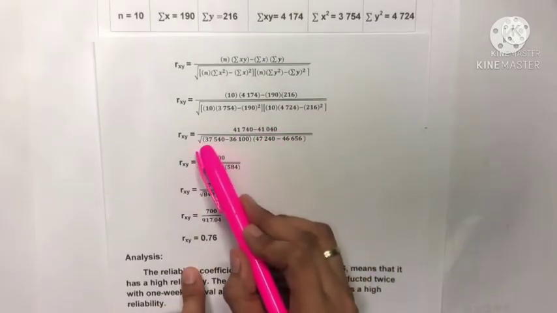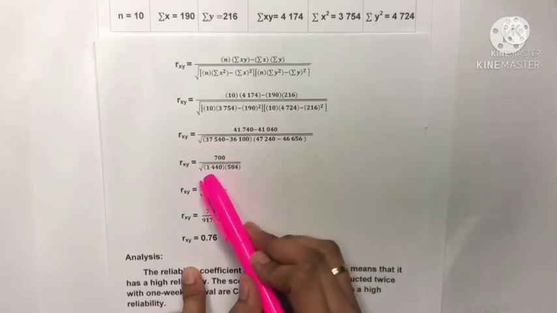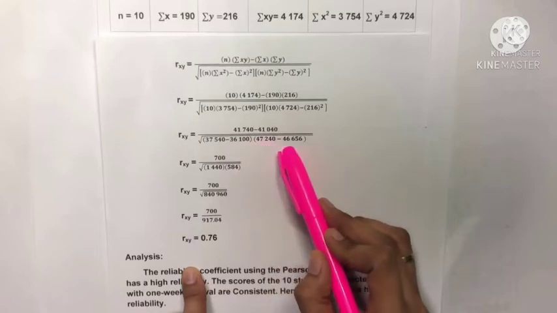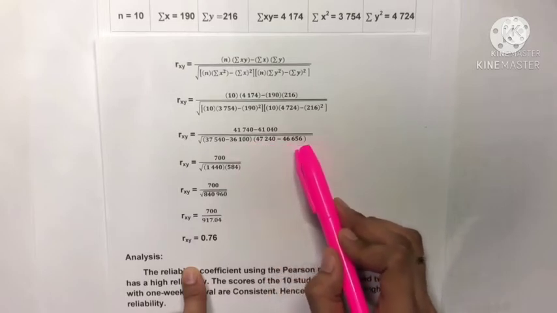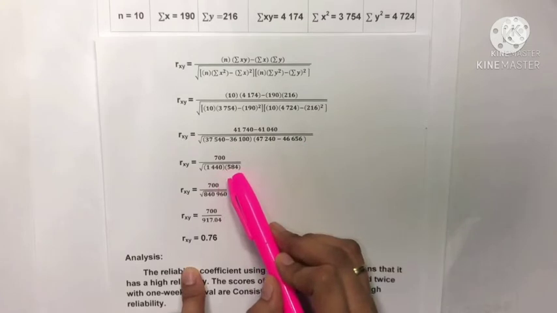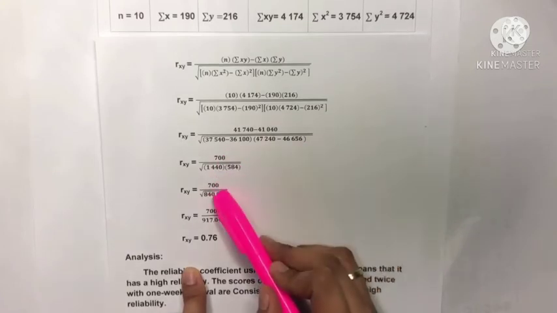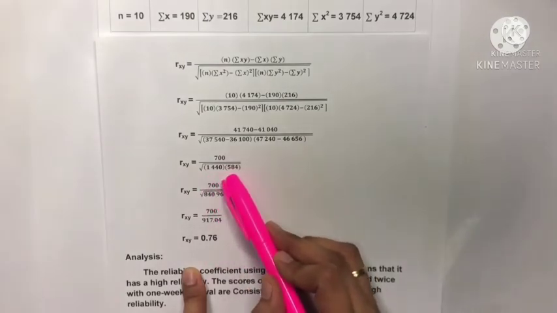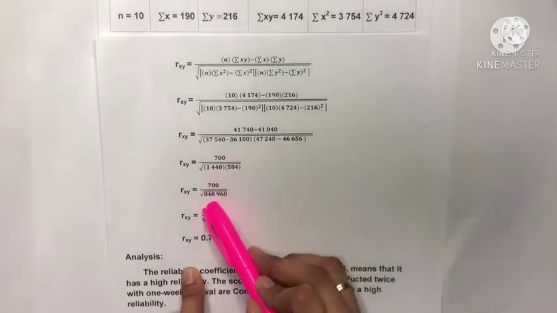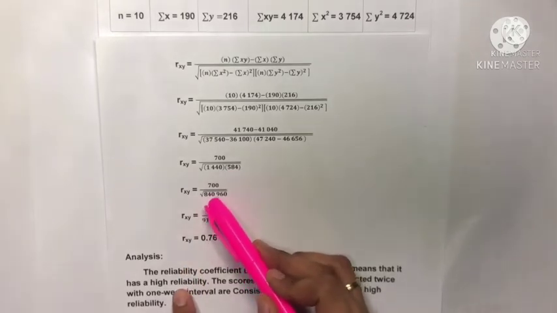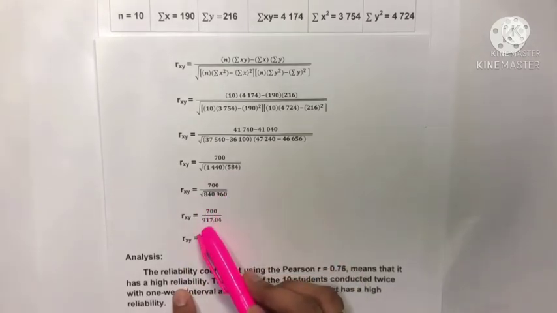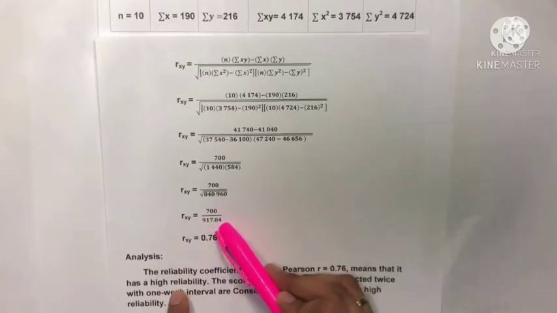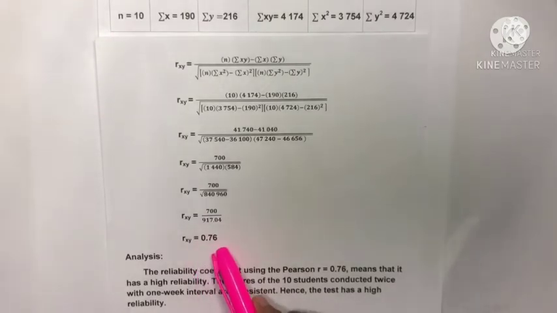Okay, over. So if we will subtract this one, so we have 1,440, and we will subtract 47,240 minus 46,656. We got 584. So we'll just copy 700. So we have square root 1,440 times 584 is 840,960. So the square root of this is 917.04. So 700 divided by 917.04 is equal to 0.76.